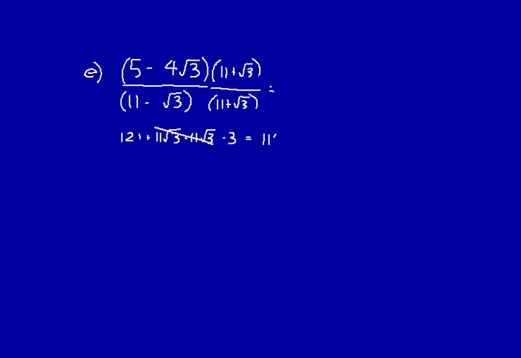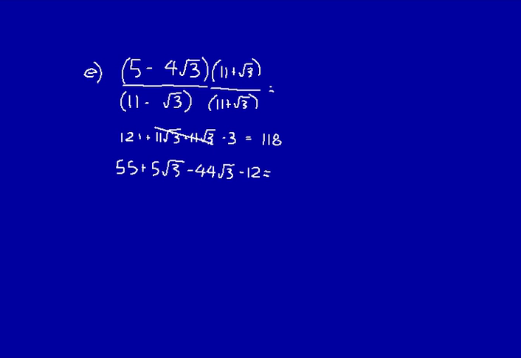Now let's just work on the numerator, and we have 5 times 11, that's going to be 55, and then 5 times the square root of 3. Then multiply the negative 4 times the square root of 3 by the two terms on the right, and we'd have negative 44 times the square root of 3, and then a minus 4 times square root of 3 times square root of 3 would be a minus 4 times 3, or a minus 12.